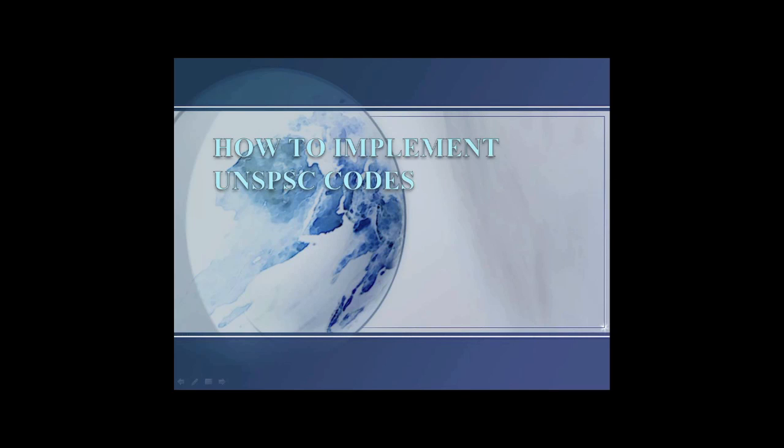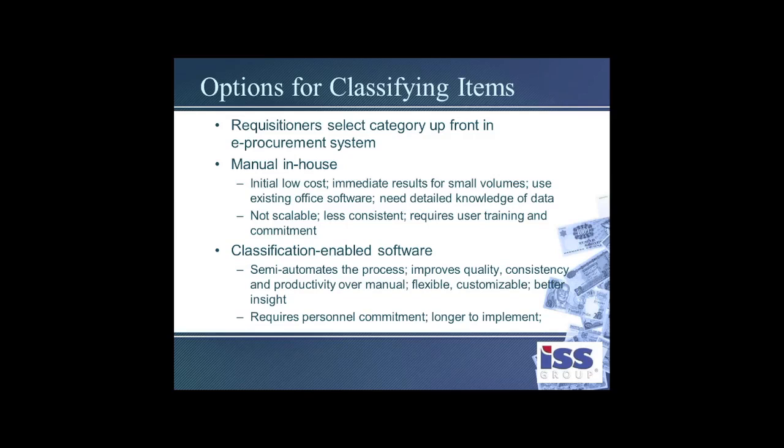That was all very good, and that shows the value, but now we got to figure out how do you make it work for you. Next slide. There are several options for classification systems here. Number one, you can tell your requisitioners they have to select the category up front as part of an e-procurement system. That means that they have to have either the training and the knowledge to do so, or the underlying system has to have the ability to do that for them.